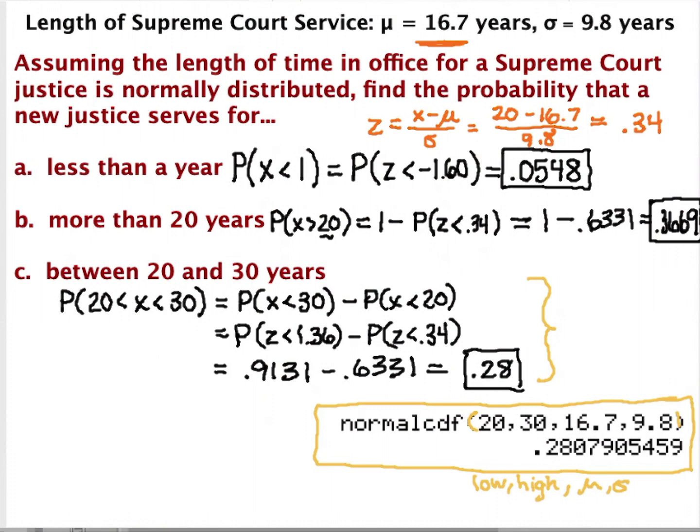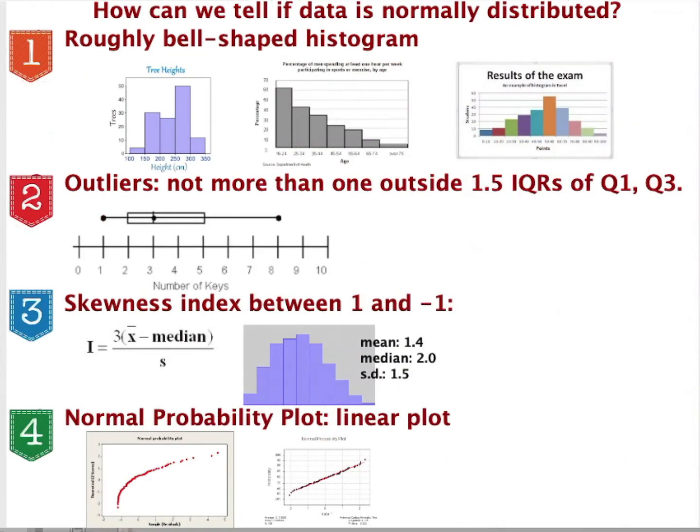Do you think that these numbers seem realistic? Because all of these numbers are going on the assumption that Supreme Court terms are normally distributed. Do you think that's true? Do you think they follow a normal curve? That would be an important question to ask if we're going to try to use the normal curve to calculate probabilities. So there's some criteria you should run through to see if you should be using a normal distribution.